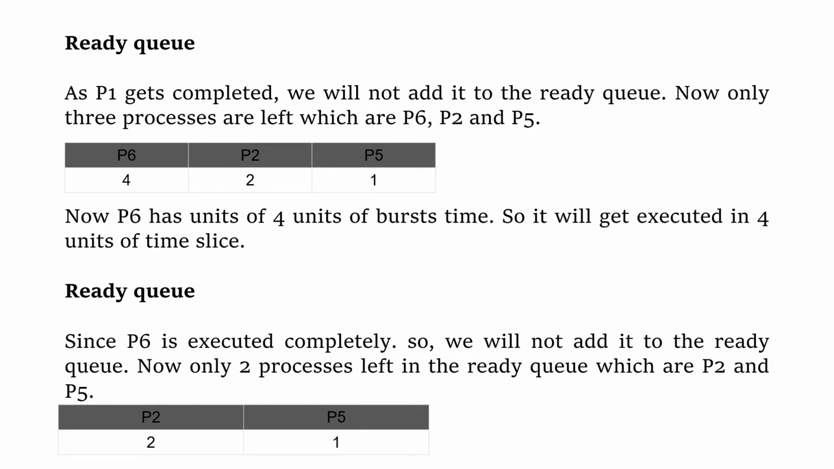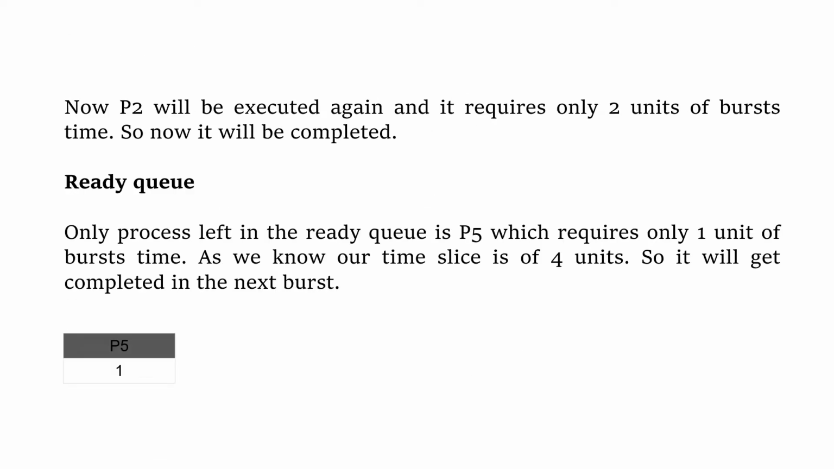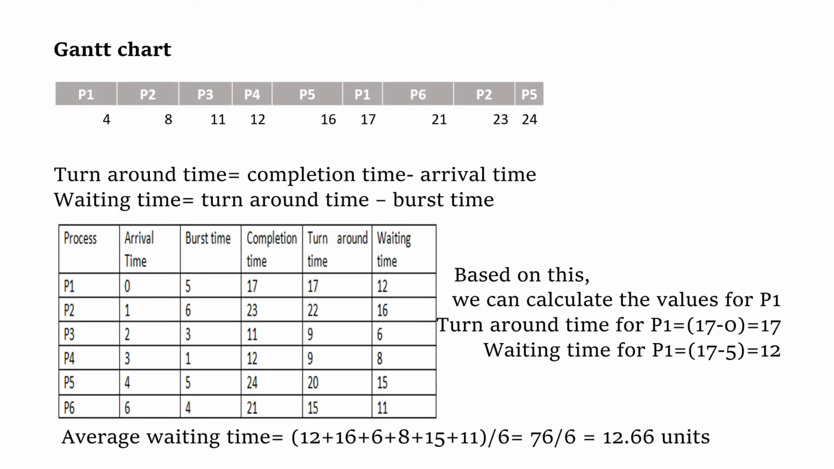First P6 will be executed. Since it has 4 units of burst time, it can be completely executed in the time quantum of 4 units. Then the process P2 with the remaining burst time of 2 is there. Then it will be executed. Now we can see we have only P5 in the ready queue, and it also will be executed next. Now we can prepare the Gantt chart. The Gantt chart, we know, is a graphical representation of scheduling.